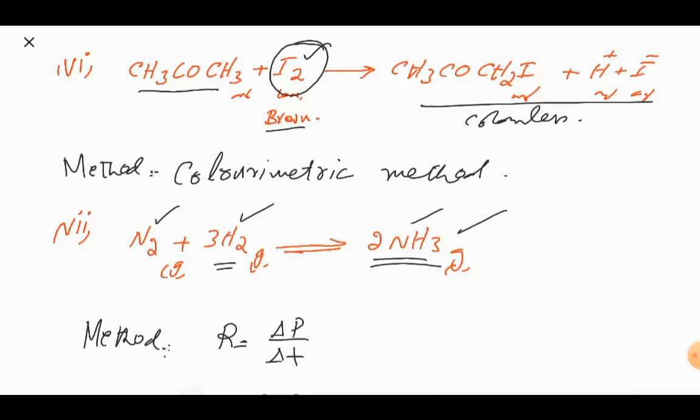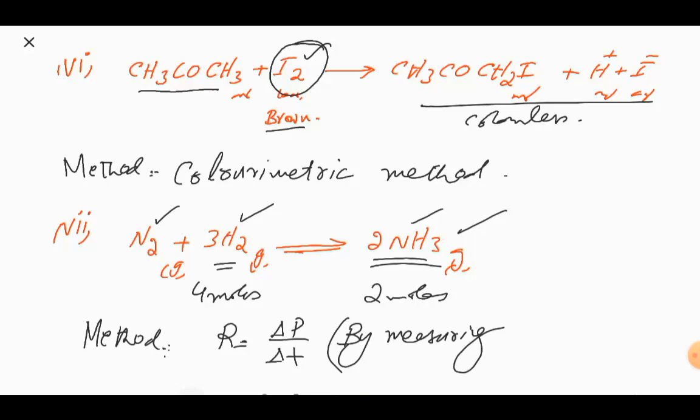The pressure will decrease with the passage of time in this reaction because on the reactant side there are 4 moles and on the product side there are 2 moles. So this reaction actually proceeds with a decrease in the number of moles of gases. So the overall pressure will decrease with the passage of time. So the method to determine the rate of this chemical reaction is by measuring change in pressure.